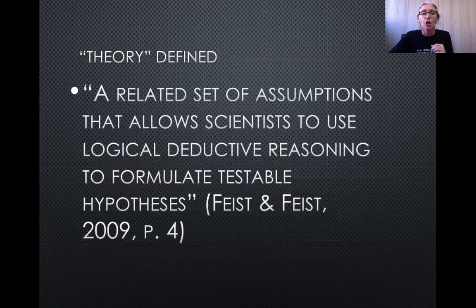So in terms of what is a theory, a theory is a related set of assumptions that allows scientists to use logical deductive reasoning to formulate testable hypotheses. So in personality, what we're referring to when we talk about a theory are all of the ideas that a theorist has come up with about two things. One, what makes up their personality, or what makes up personality in a person in general. And then the second part of a personality theory is how do we get one?